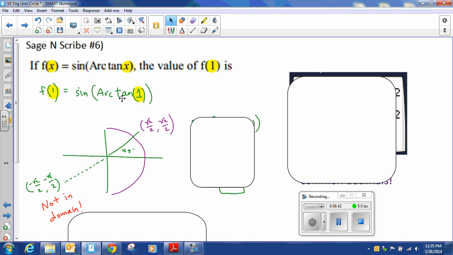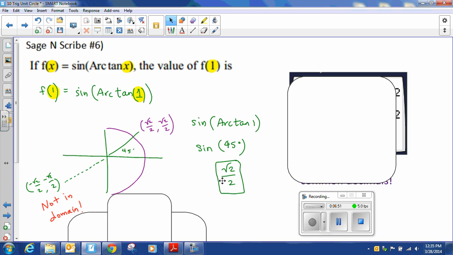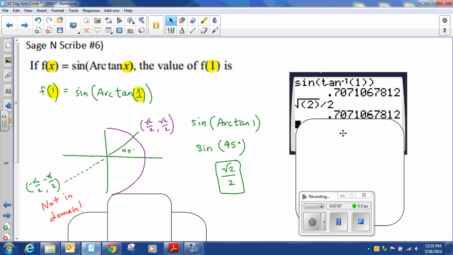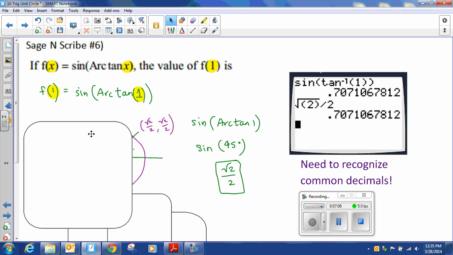So the question really is, what is sine of 45 degrees? Well, the sine of 45 degrees is the y value. So the answer is radical 2 over 2. If you were to choose to do this in the calculator, you end up with a decimal approximation, 0.707. And to confirm that we got the right answer, let's plug radical 2 over 2 into the calculator. And as you can see, it's a match.